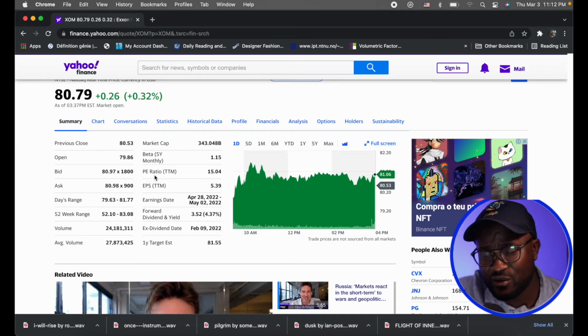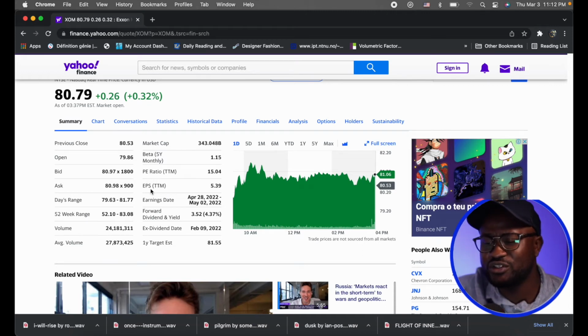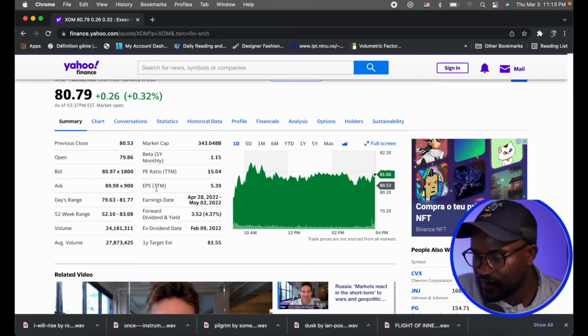So to understand better what the PE ratio is, you need to understand the earnings per share. The PE ratio is actually the ratio between the share price of the company and the earnings per share, right? That's what we have, 5.39.